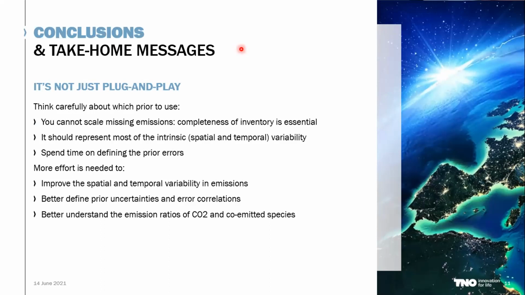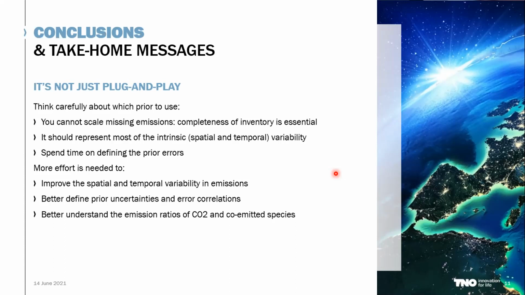One example is that waste burning is sometimes included in an inventory and sometimes it's not. But you cannot scale something that's not there. So you really need to make sure that the inventory is complete. It's also important, especially when moving to smaller scales, that the inventory really represents most of the intrinsic variability in the emissions, as in the example I've shown for the small power plants. And it's very important to define the prior errors correctly.